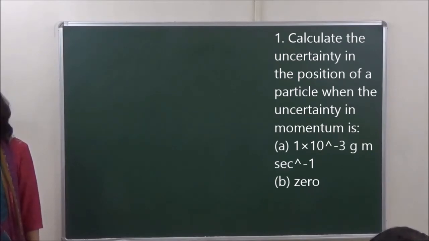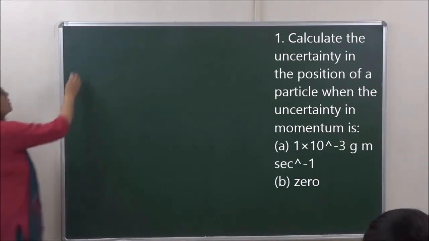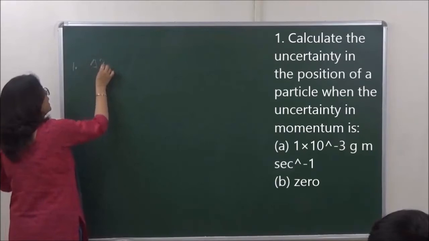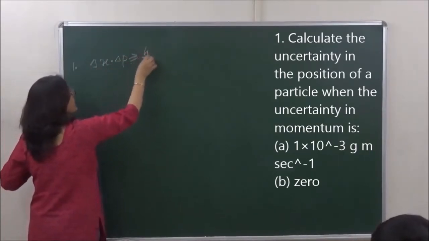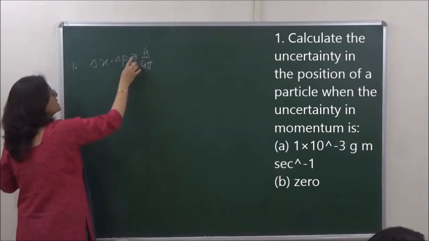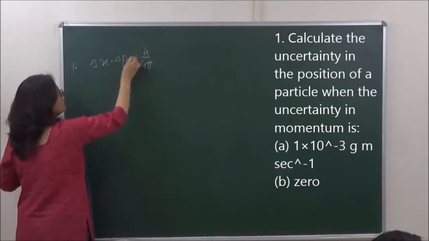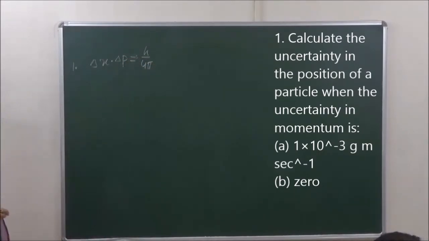Okay, so let's solve the first one. A: we have to calculate the uncertainty in position of a particle when momentum uncertainty is given. What is the formula? Delta x into delta p is equal to or greater than h upon 4 pi. So let's take this as equal to for solving the question. Delta x we have to calculate, and delta p which is given to us here is how much?